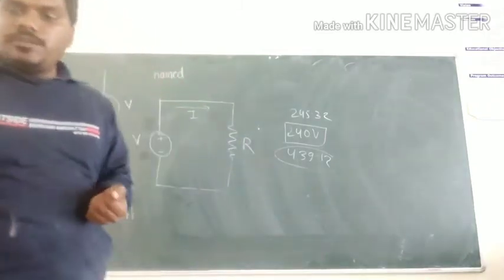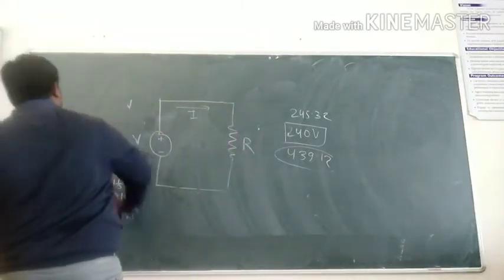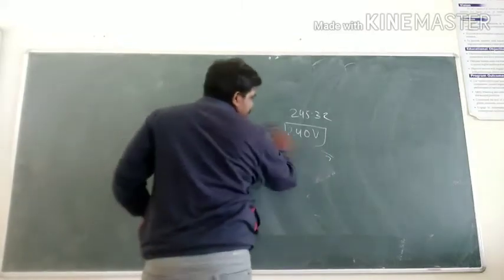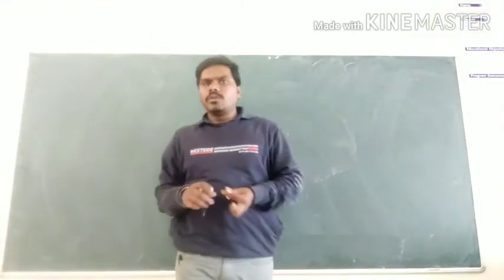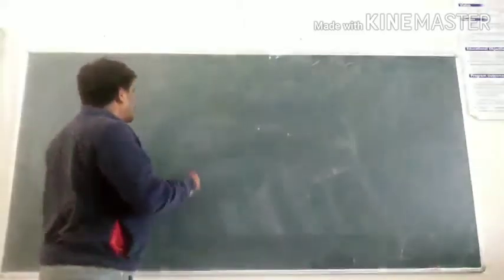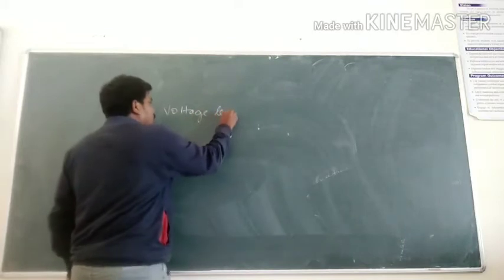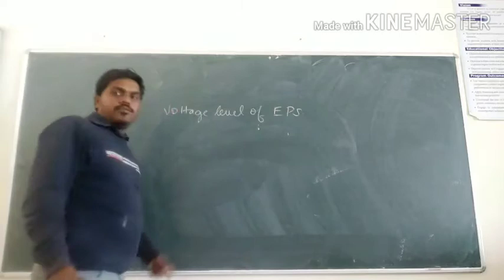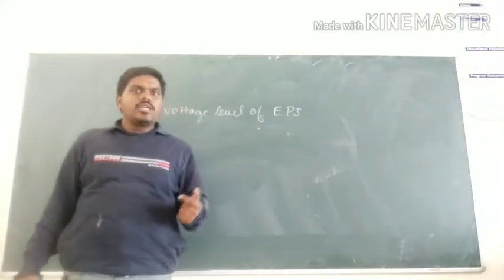So what is the difference between the nominal voltage and the rated voltage? As the name suggests, the voltage level of an electrical power system is known as nominal voltage. It is also known as the system voltage.